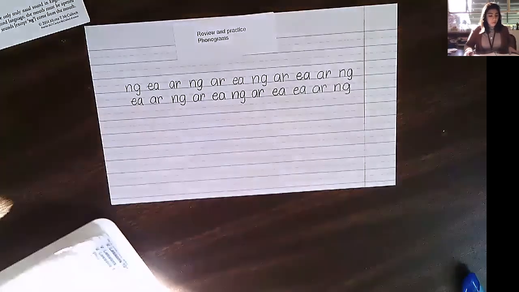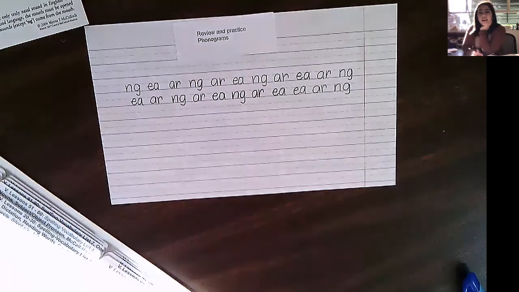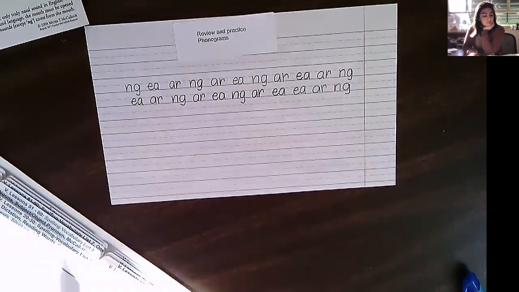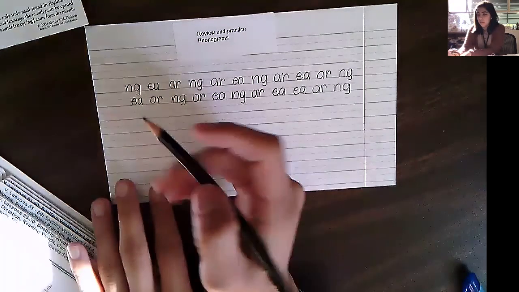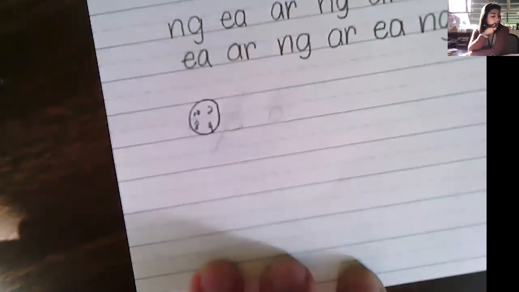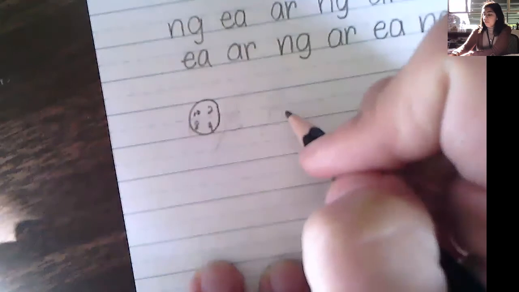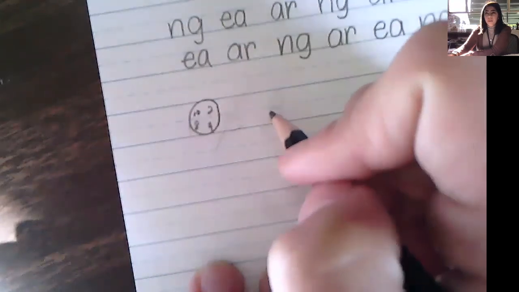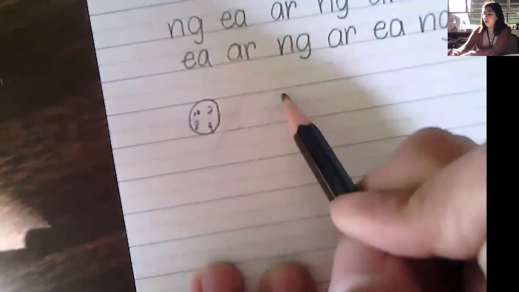So the numeral 8 is made with all rounded curving lines. Begin at the 2 on the clock. Numeral 8 is made with all rounded and curving lines. So we're going to curve. Begin at the 2 on the clock. We're going to start up here. Not below the bottom, not below the middle dotted line. We're going to start at the 2 on the clock up here.